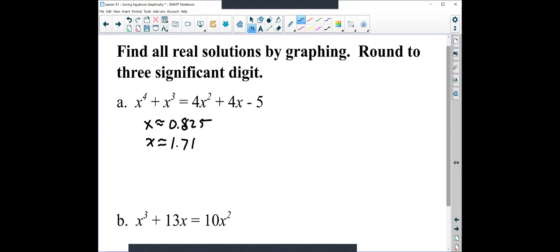Now, a couple of things with this function. x to the fourth in general is going to have the same shape as x squared. So I can be pretty confident that I'm not going to find any more solutions. Just two in this case.